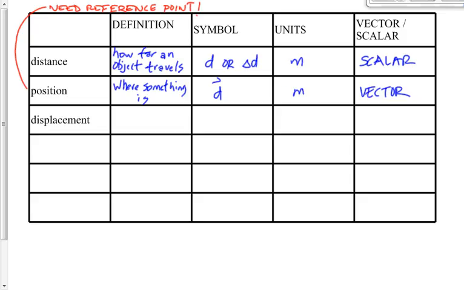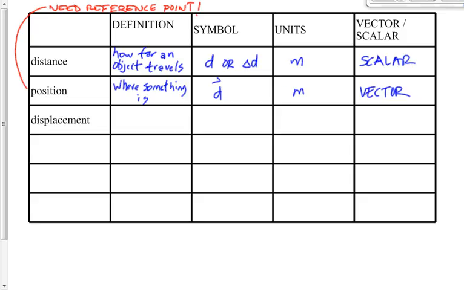Kenzie said it's not enough to say I'm 40 kilometers from Calgary. He said, well, you have to have some kind of direction. 40 kilometers south of Calgary. What if I just said, oh, what's your position, Kenzie? Oh, 40 kilometers south. Of what? Of Calgary. Calgary is my reference point, right?